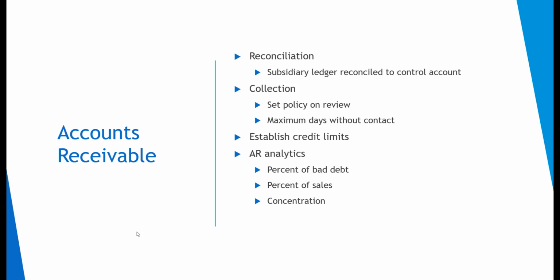And then concentration. You may have 2-3 big customers, and then only a couple little customers, but those 2-3 big customers represent, let's say, 70% of your revenue. Well, that's called a concentration, and you need to be cognizant of it.